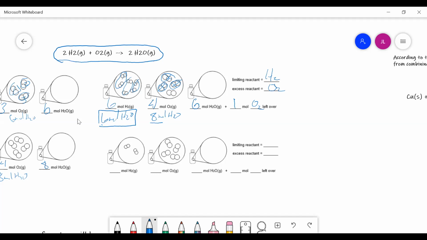So think about this mathematically. If I'm making 6 moles of H2O, how many moles of oxygen am I going to use? I would just do a molar ratio. 2 moles H2O to 1 mole of O2 means 6 divided by 2 gives me 3 moles of O2 used. I'm going to put this "used" right here at the end. So if I started with 4, 4 minus 3 gives me 1 mole of O2 left.